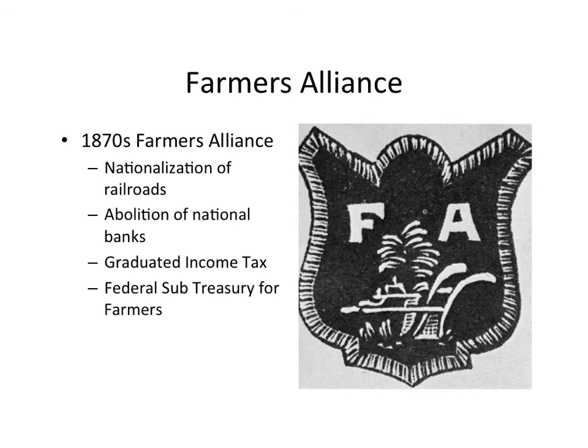They pushed for the nationalization of the railroads, that the government should take over the railroads. The abolition of the national banks. They wanted to see a graduated income tax, the idea being that if you made more money, you paid more in terms of percentage. And then a federal sub-treasury for farmers, somebody working within the Treasury Department who specifically was there to assist the farmers.